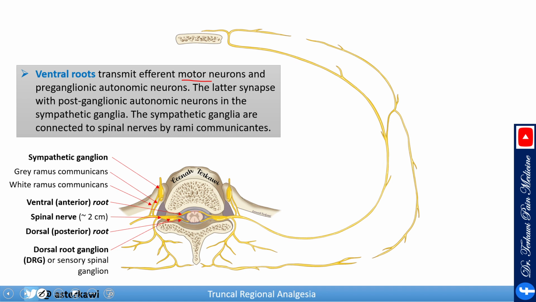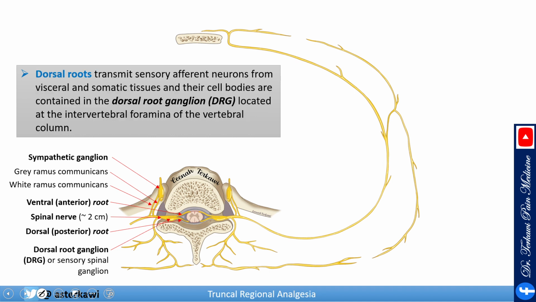The preganglionic autonomic neuron synapse with the postganglionic autonomic neuron in the sympathetic ganglion here. The sympathetic ganglia are connected to the spinal nerve, as we see here, with the gray and white rami communicantes.